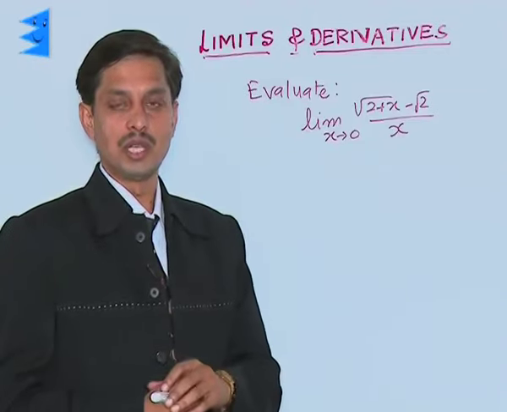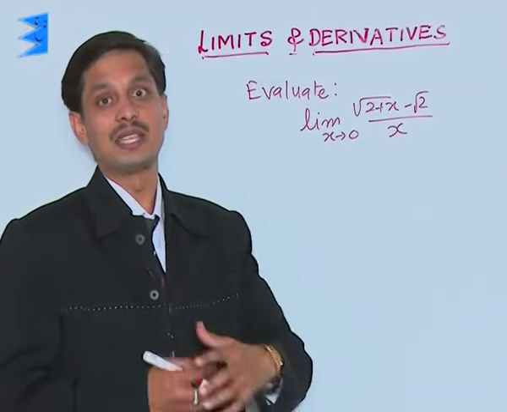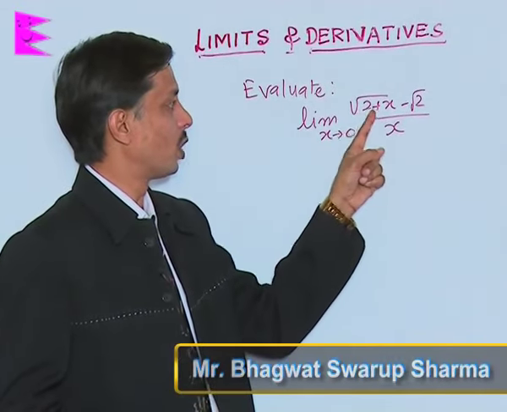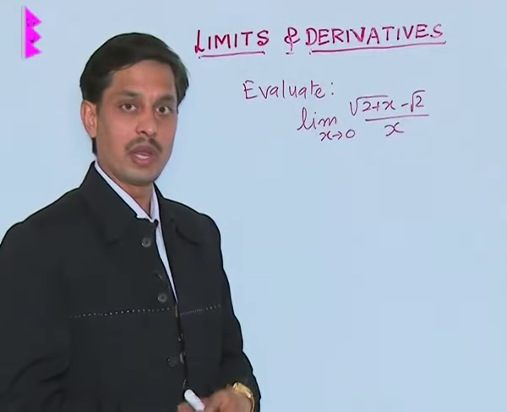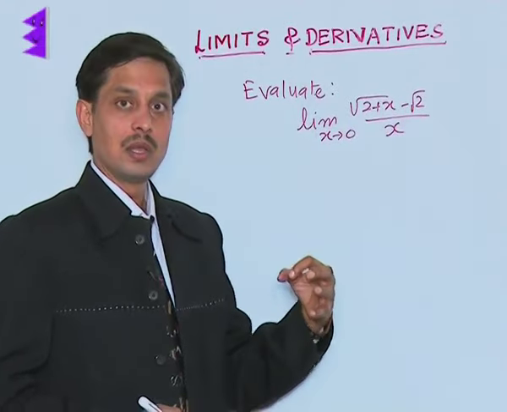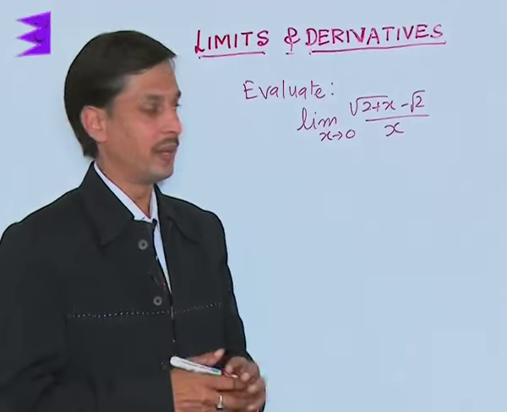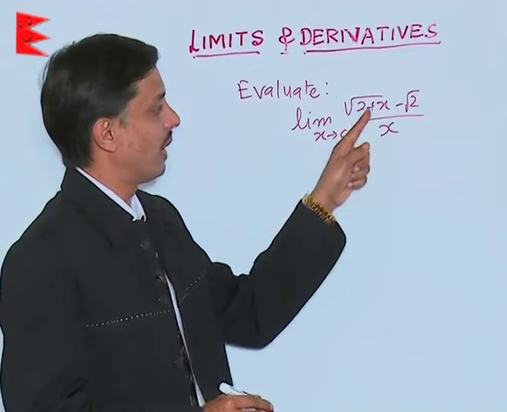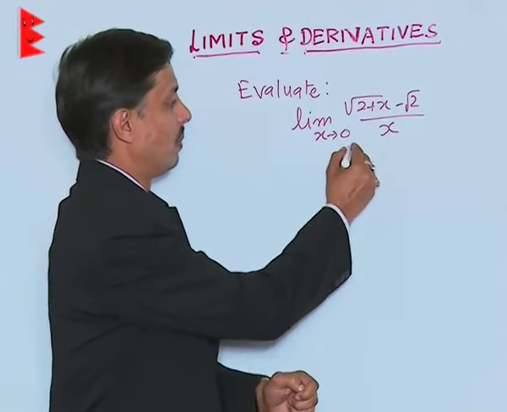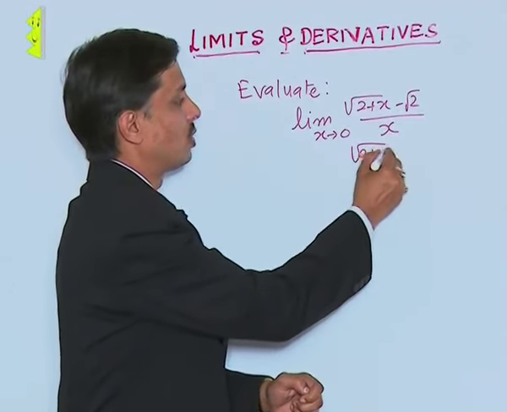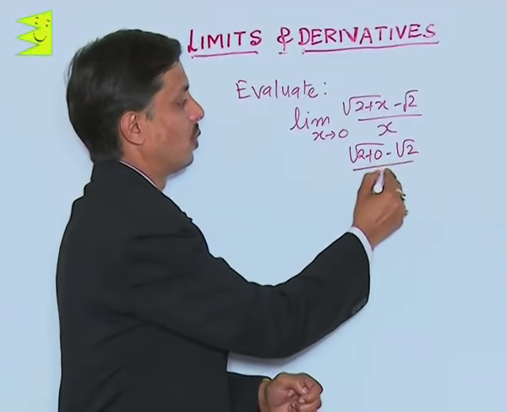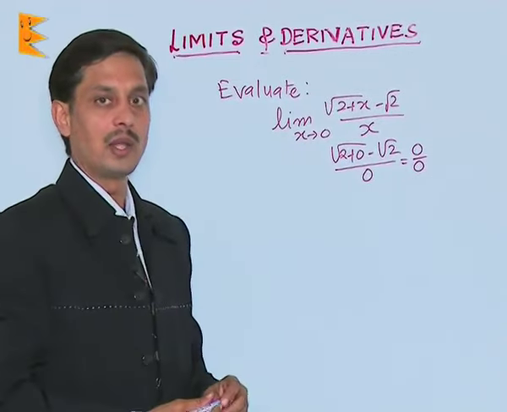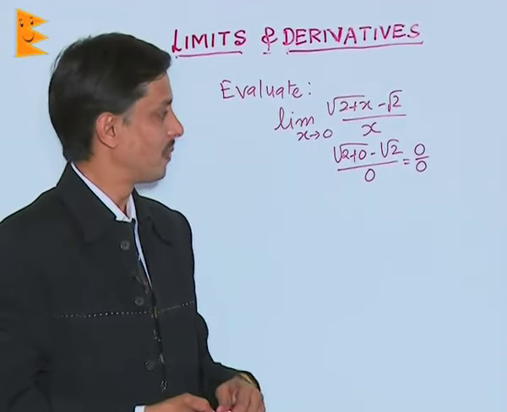I am taking a question which needs rationalization. Evaluate limit x tending to 0, (root of (2 plus x) minus root 2) upon x. First, why is rationalization required? Because if we put the value of x directly as 0, it will be root of (2 plus 0) minus root of 2 upon 0, which is 0 upon 0, said to be indeterminate form.